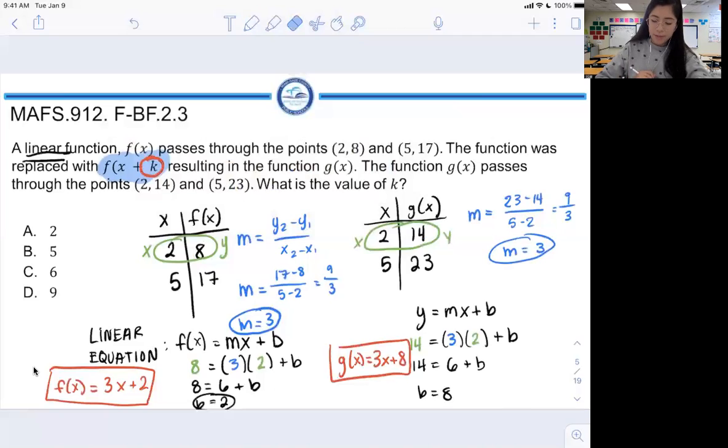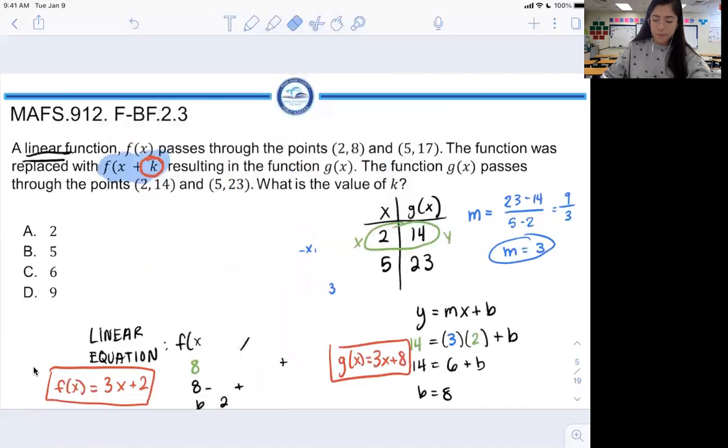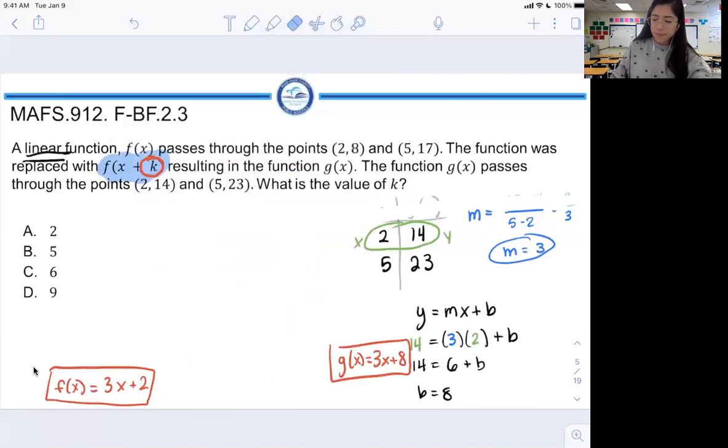Can I erase everything except for the equations that I have down here? Or is anybody still copying? Okay. Just to clear some space because I have a lot of information here.